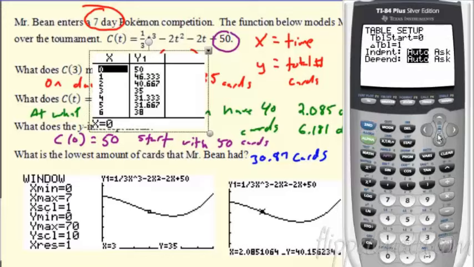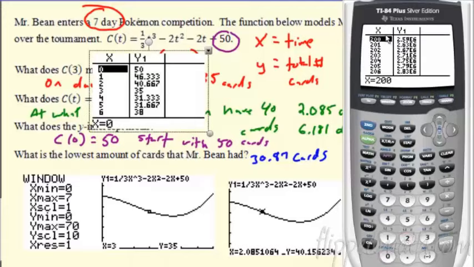Usually that says 0. So when you go here, you can set your table. If I wanted to, I could start my table at 200. Start it anywhere you want. Now when you go back there, boom, I jump. So this is actually day 201. This shows you the full number down here. That's scientific notation. That's how many cards he would have if this function held true on day 201. So that's pretty cool about table set.